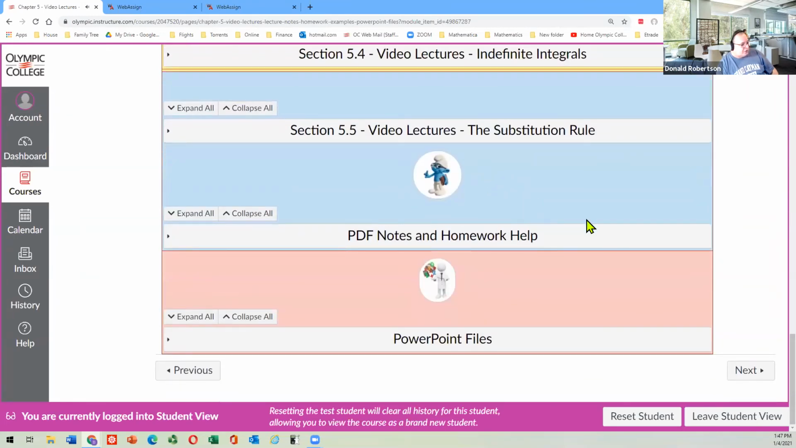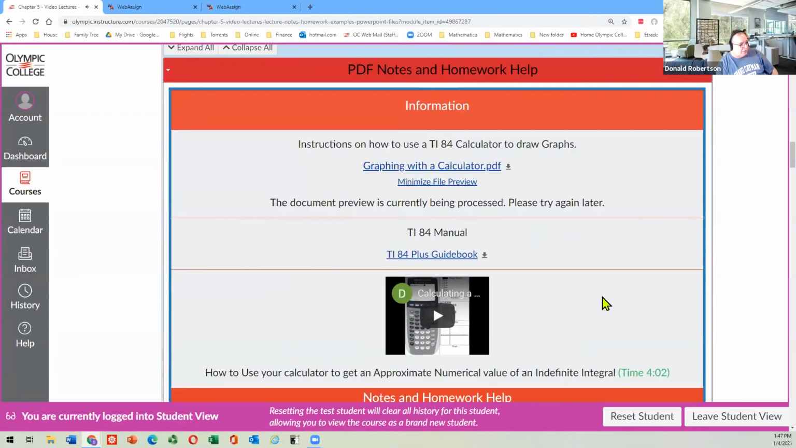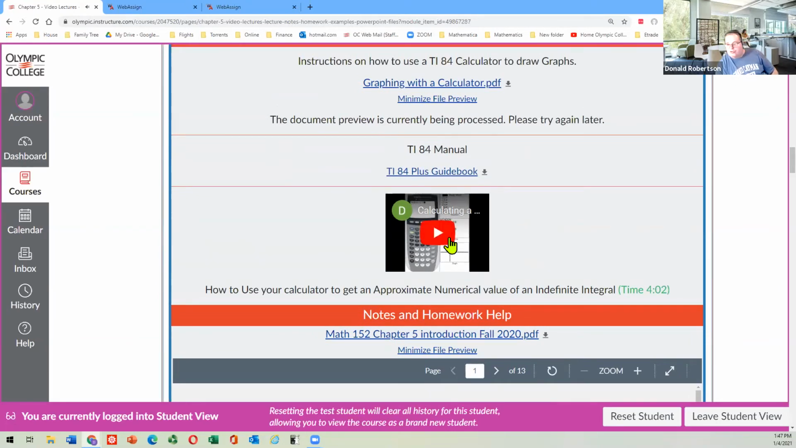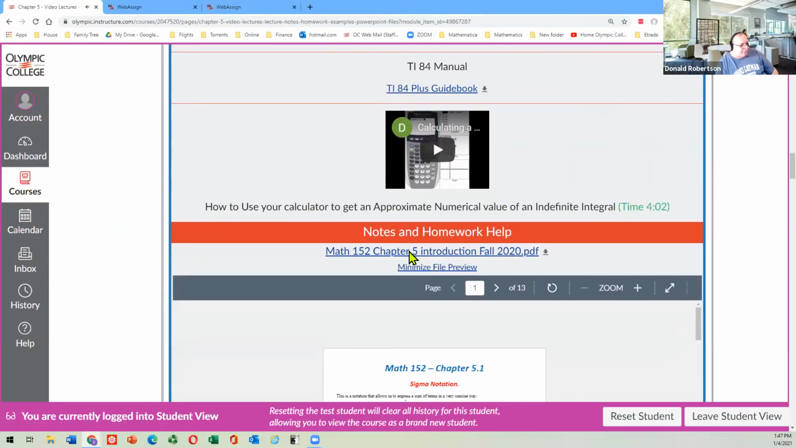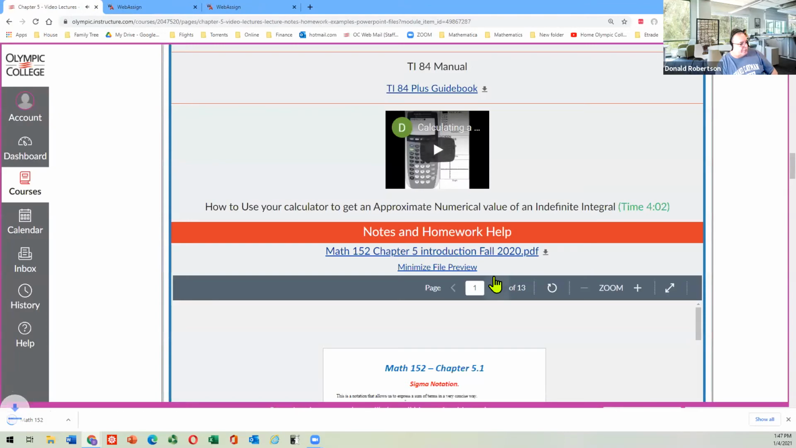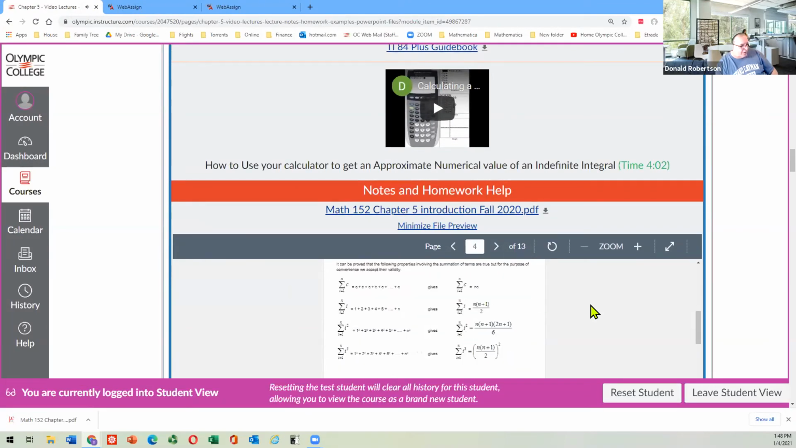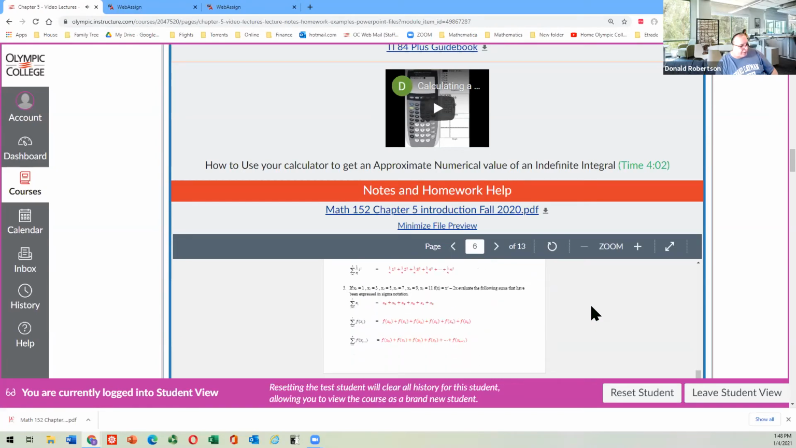If you scroll down a little bit further, here are some notes on how you can use your TI-84. Remember that table thing I did? Here are some videos and notes on what I was doing. Here is a PDF, which you probably can't see because of the way it is, but it's just some notes that I put together.